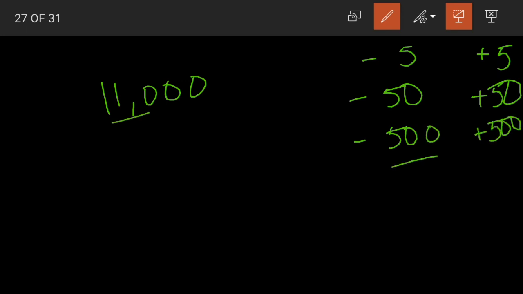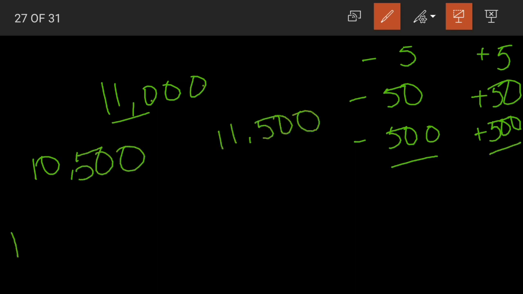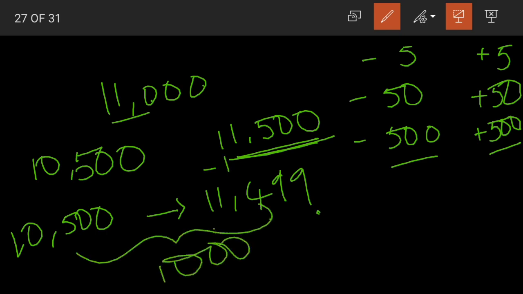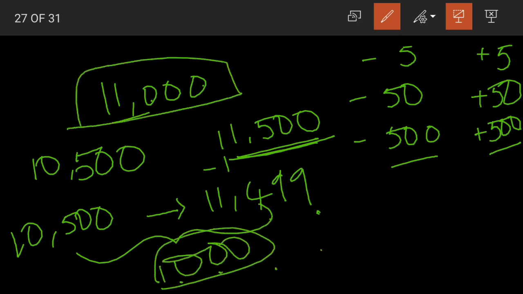Now 11,000 minus 500 becomes 10,500. Now 11,000 plus 500 becomes 11,500. So the numbers from 10,500 till 11,499. Okay, do not always take the last number, take minus 1 of it. So 11,499. These 1000 numbers, when rounded off to the nearest thousands, can be estimated as 11,000. Understood students?